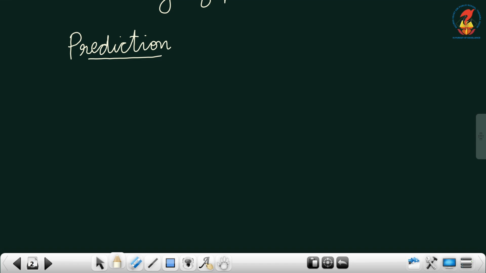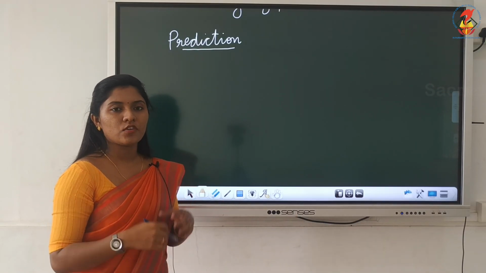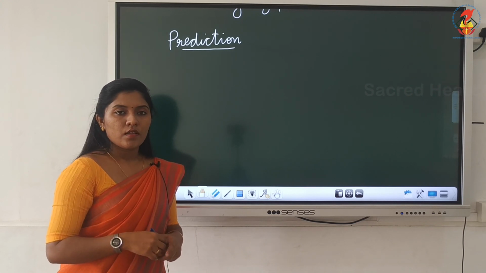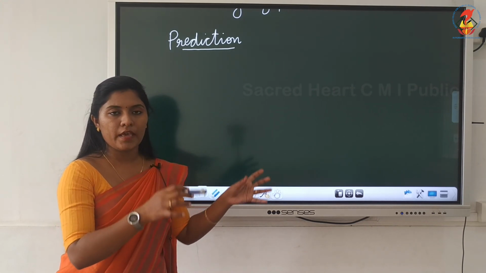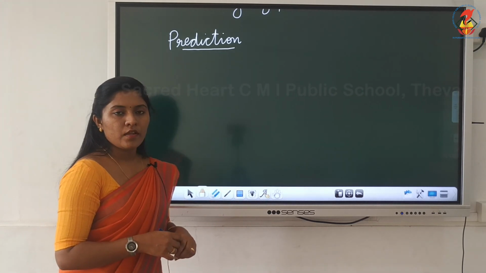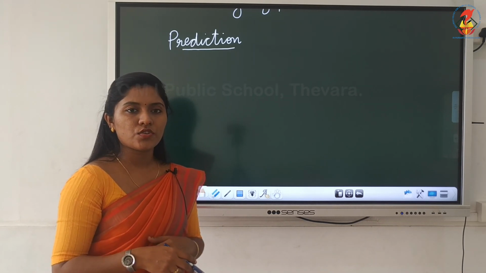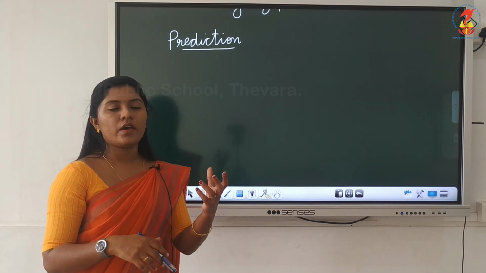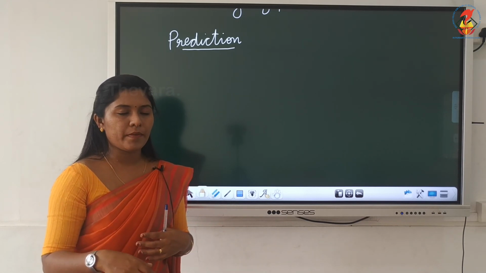Second goal is prediction. Here the researcher is going to forecast, that is, to predict the behavior. In the first goal you understood the behavior and described it; now you will forecast or predict the behavior. The main aim of conducting research is to predict the behavior in future, and then we can modify that behavior.